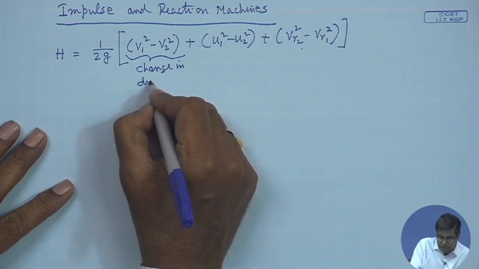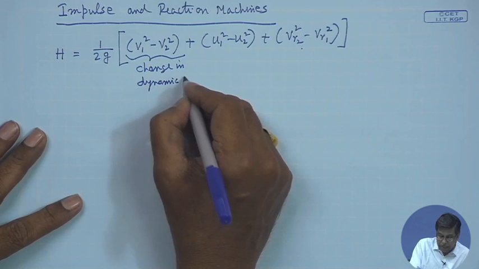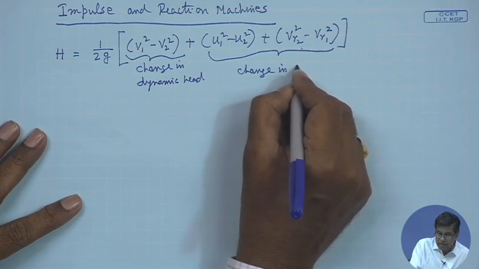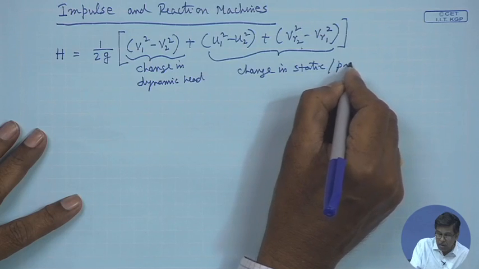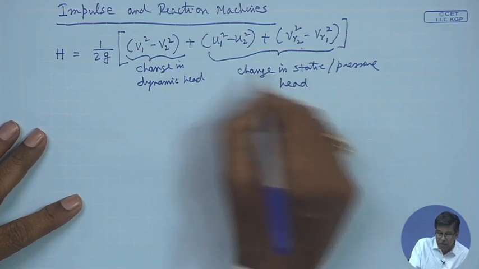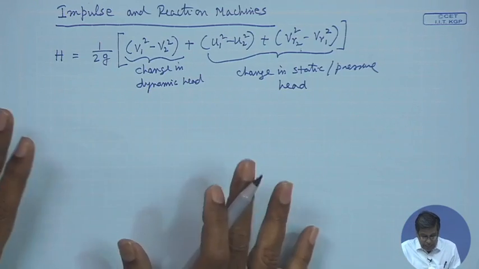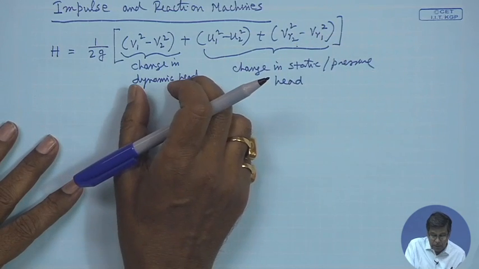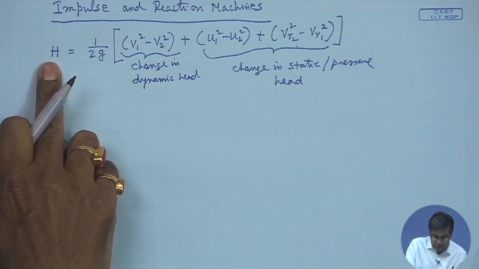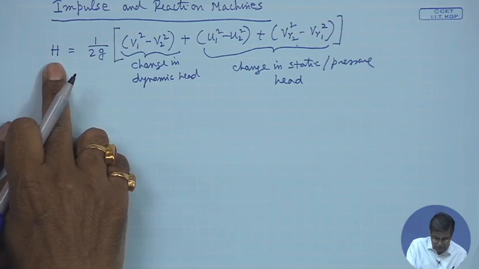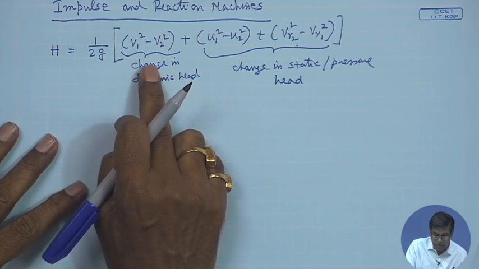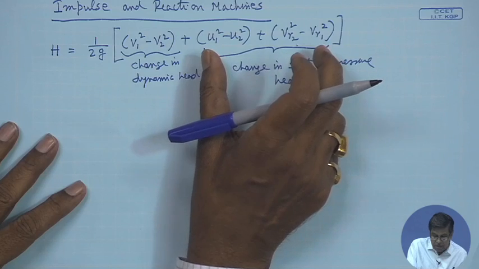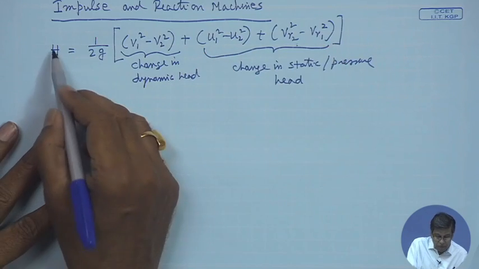Again I am writing this because this formula is very important in understanding all the fluid mechanical principles, and these two terms together are the change in static or pressure head. Now, there are machines where the static or pressure head is 0 while the fluid flows through the rotor, and the head delivered by a turbine is given only by the change in the dynamic head. Those machines are known as impulse machines, where the change in the static or pressure head is 0.